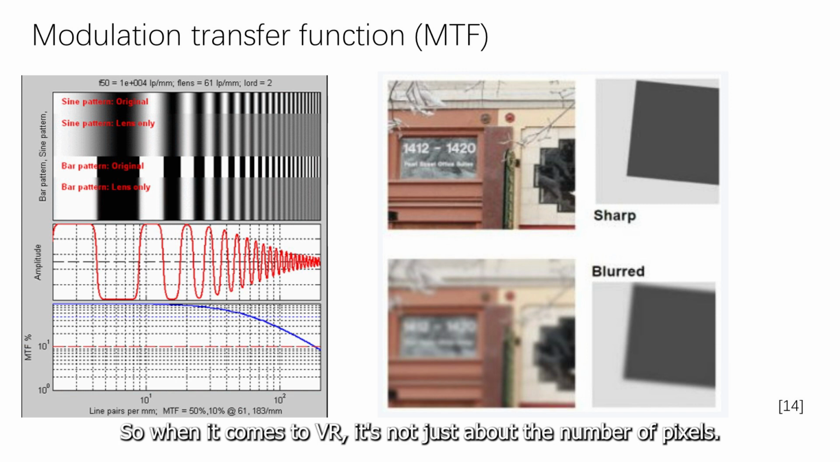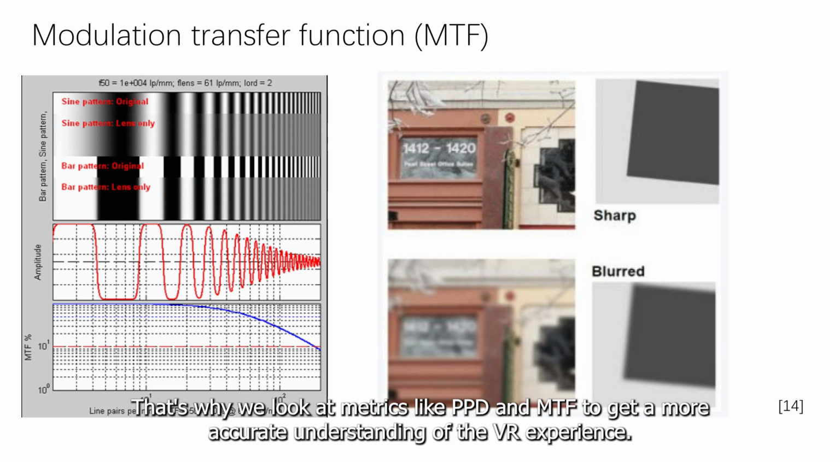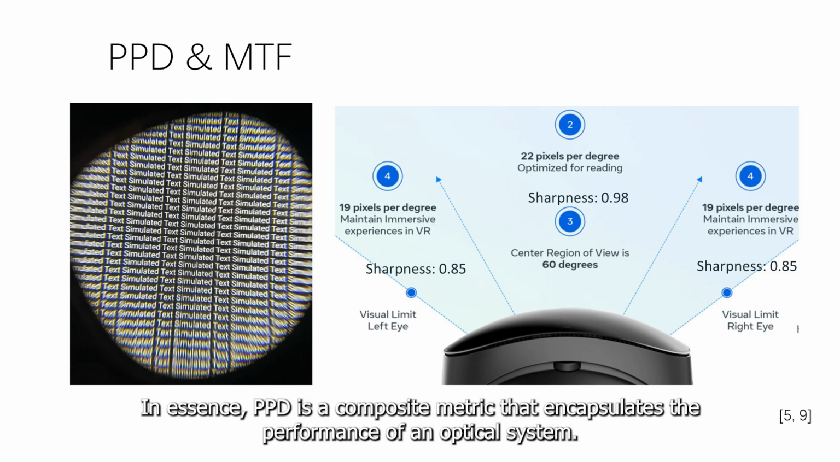So when it comes to VR, it's not just about the number of pixels. It's about how those pixels are perceived by the human eye and how effectively they are delivered by the optical system. That's why we look at metrics like PPD and MTF to get a more accurate understanding of the VR experience. In essence, PPD is a composite metric that encapsulates the performance of an optical system.